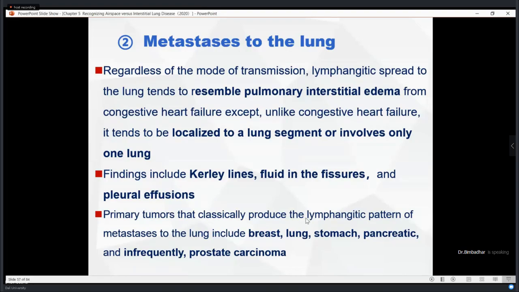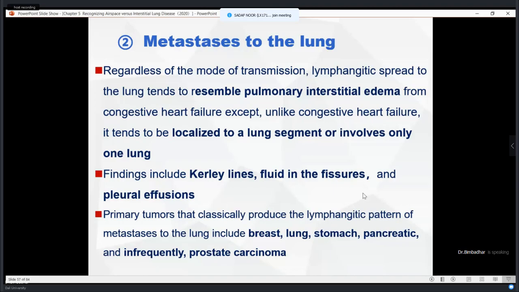Look at those slides. I will not teach them now; we will teach more about them in the cardiovascular system. But remember, they will have Kerley A lines and Kerley C lines. And then you will have encysted pleural effusions, and you will also have pleural effusions along the cardiophrenic and costophrenic recesses. Generally they are related to breast, lung, stomach, pancreatic, and infrequently prostate carcinoma.